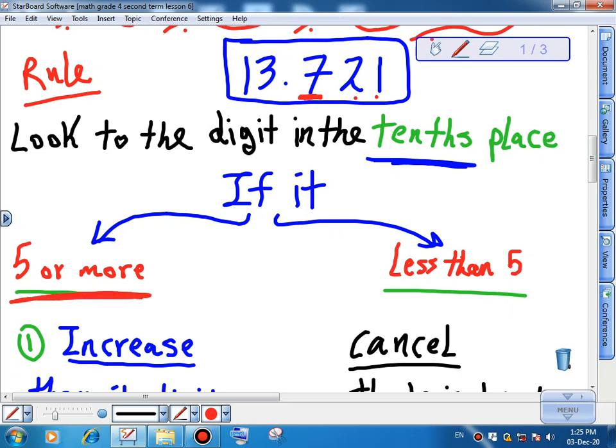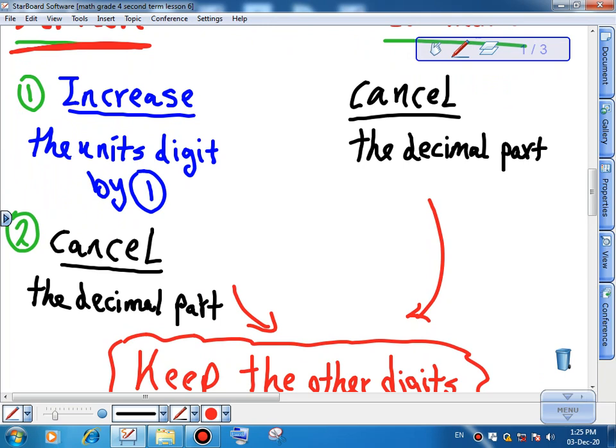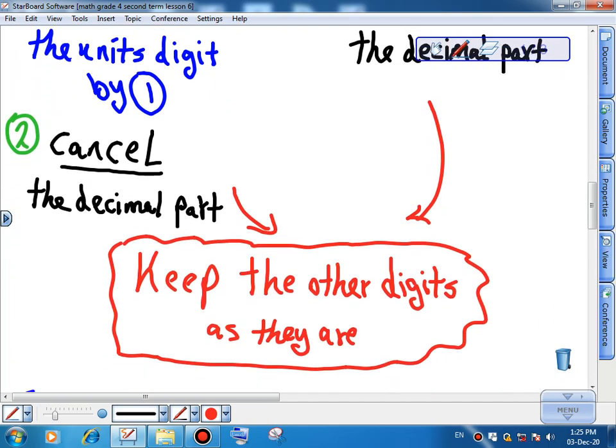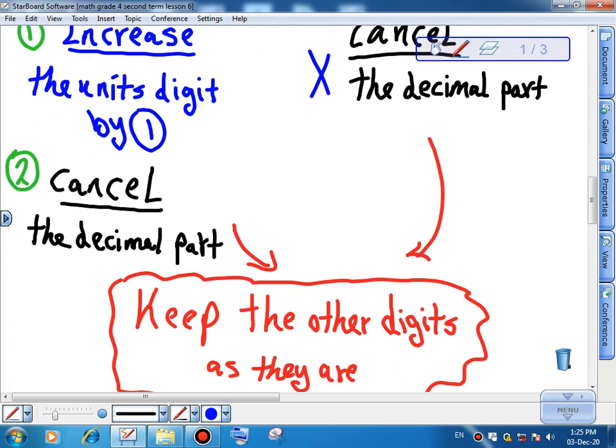Okay, if the tenth place is 5 or more, we increase the units digit by 1 and cancel the decimal part. What about the other digits in the whole part? Just keep them as they are. Don't change anything, okay? But if the tenth place is less than 5, it is a weak number: just cancel the decimal part and keep the other digits as they are.